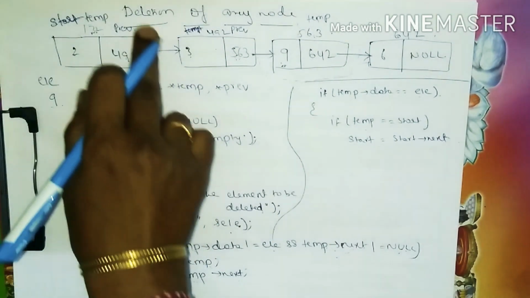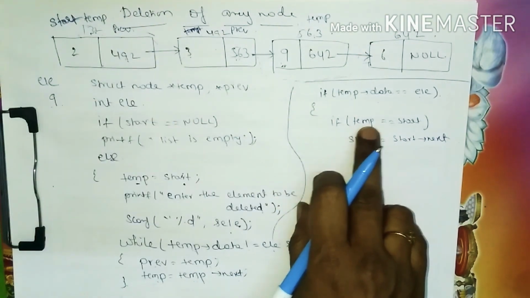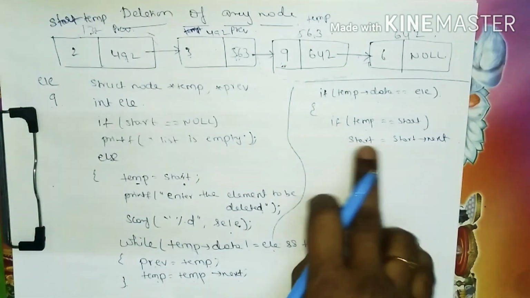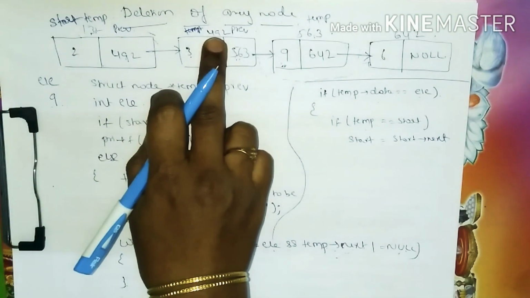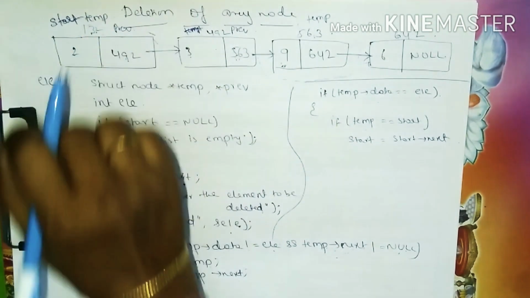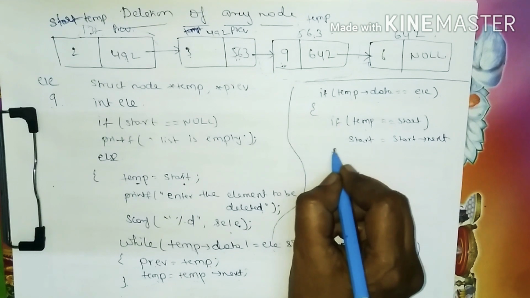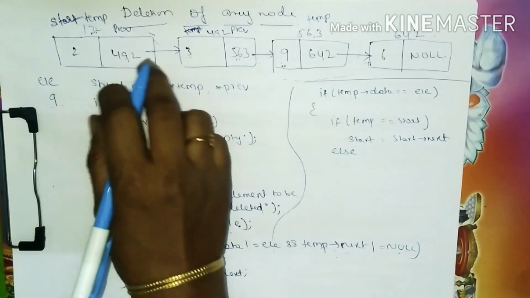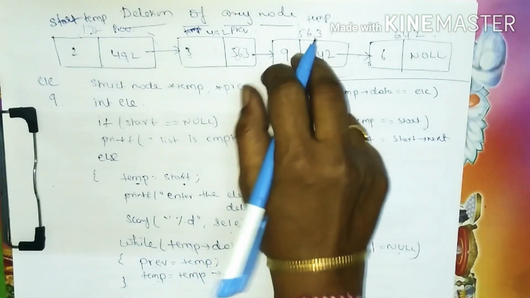So when I want to delete 2, what I should do? If temp is equal to start, then start is equal to start next. I am moving the start address. Then I will delete this temp. Okay. Else, if it is not the 2, now we want to delete 9.